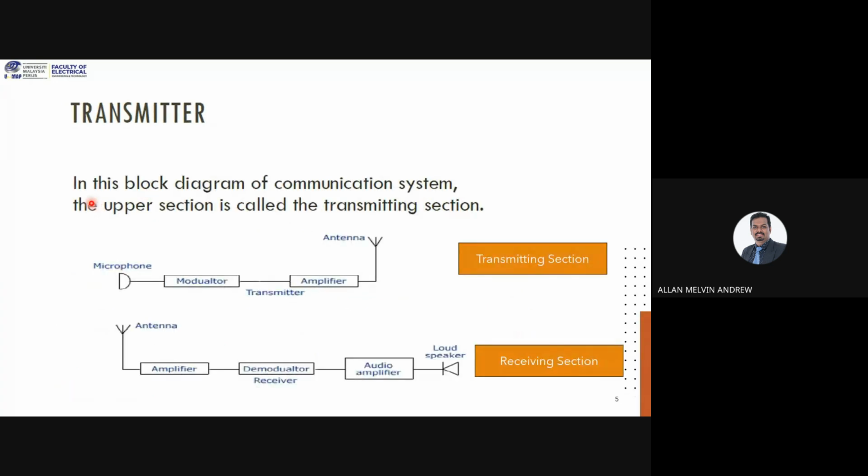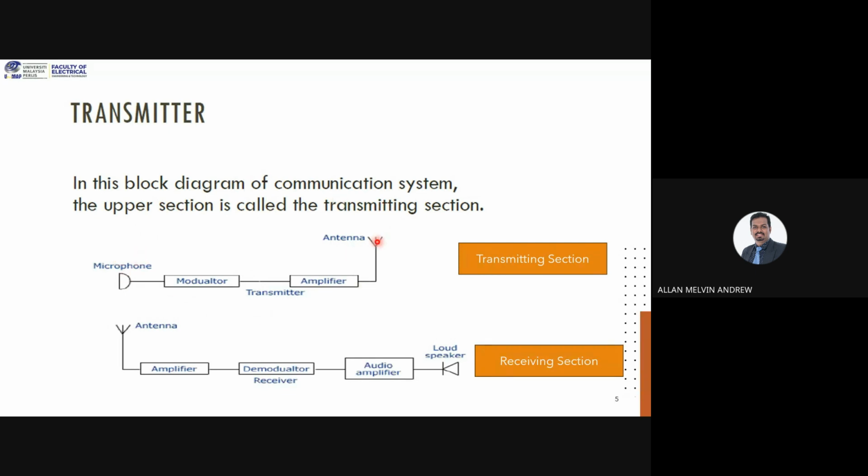So in this block diagram of the communication system, the upper section is called the transmitting section. You have two parts. This is your first part. It starts with the microphone. Then you have a modulator. There's some typo here. So modulator, then it will be transmitted. Before transmitting, it will be amplified and sent to the antenna. The antenna will send out the signal. So this is your transmitting section, the section involved in transmission.